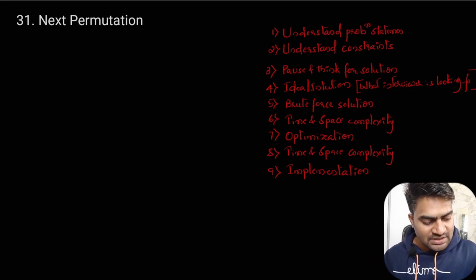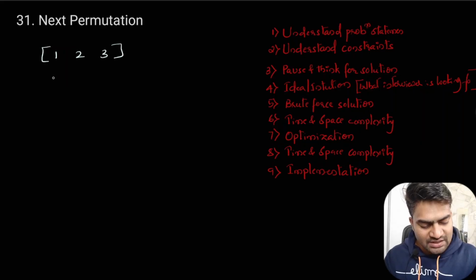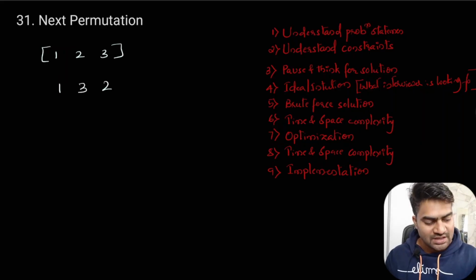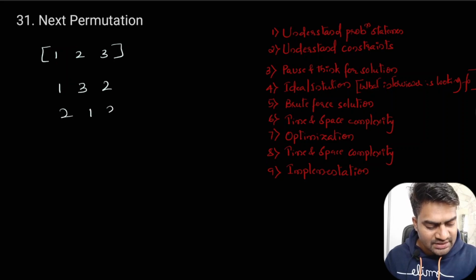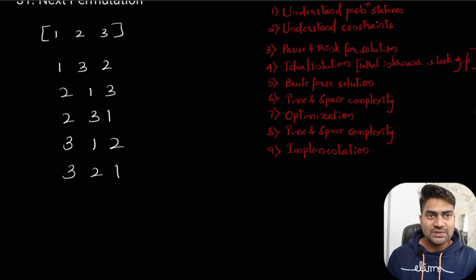So now let us consider this particular array 1, 2, 3. Now what we will do is rearrange all the elements in this array in all the possible ways. If we do that, we get 1, 3, 2, then 2, 1, 3, then 2, 3, 1, then 3, 1, 2 and 3, 2, 1. So these are all the possible combinations.